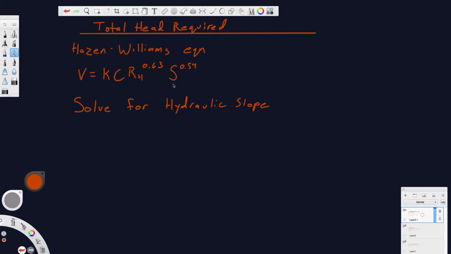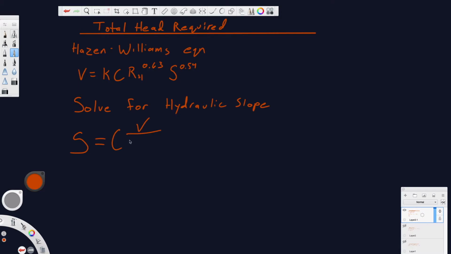So what we want to do in this case is solve for our hydraulic slope. That way we can add this back into our static head, and then for 2,000 foot of pipe we can get what we need for this velocity, add it to our static head, and then we know our total energy that needs to be supplied by a pump. Okay, so let's get this started. So our hydraulic slope, if we rearrange this equation, it's going to be velocity.